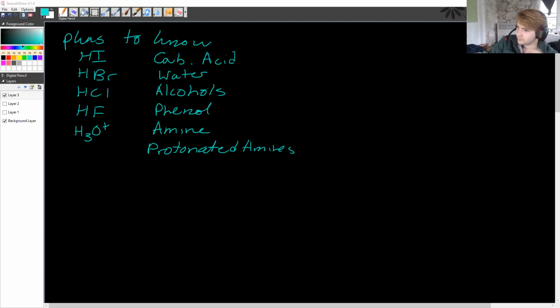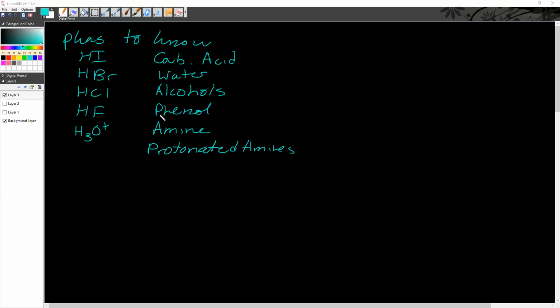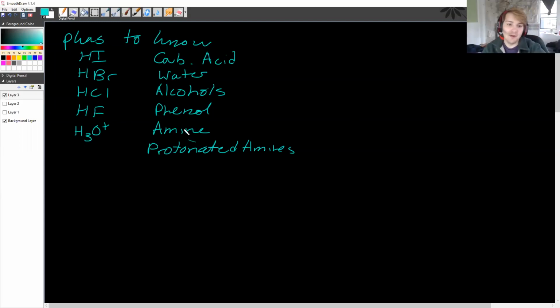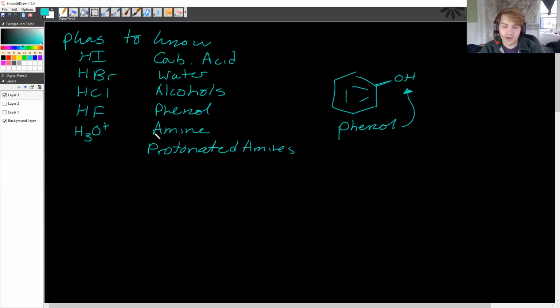Cool. What does the P one say? Yeah. Phenol. So phenol is a benzene ring with the OH stuck on the end. And the acidic hydrogen is that one right there. Cool. Very nice. Good. Sound good?